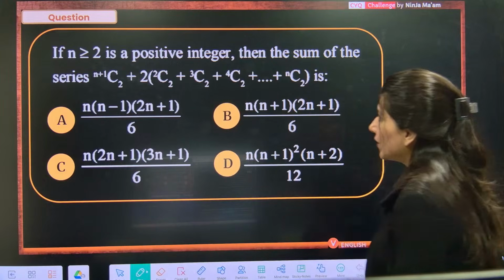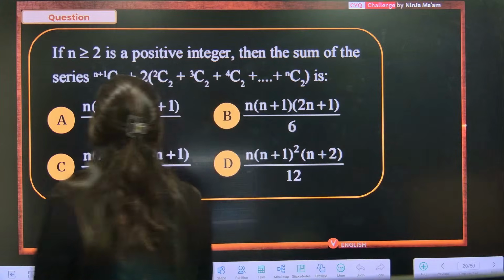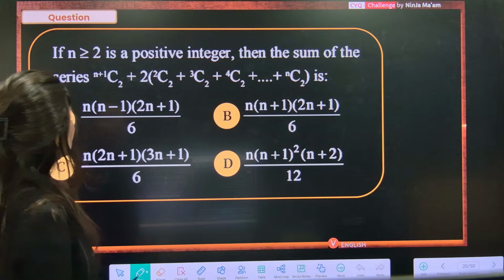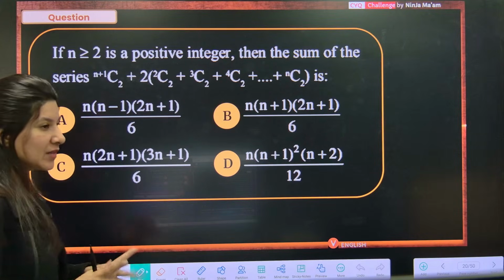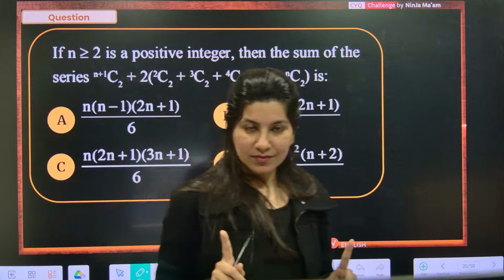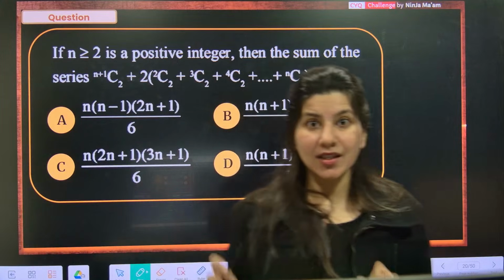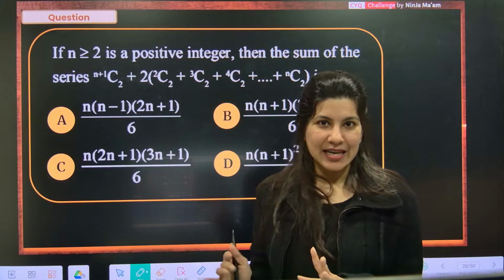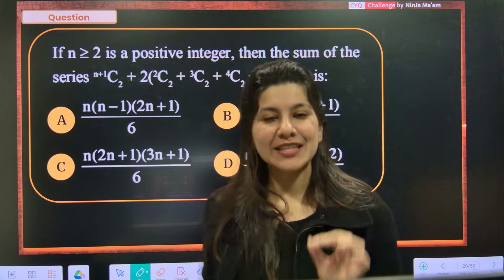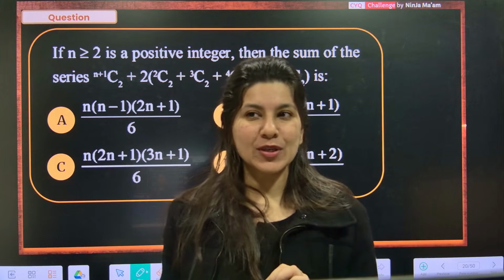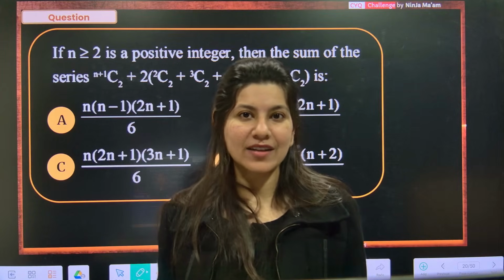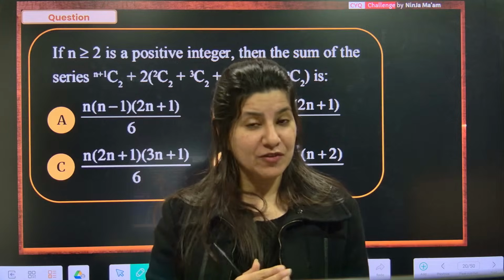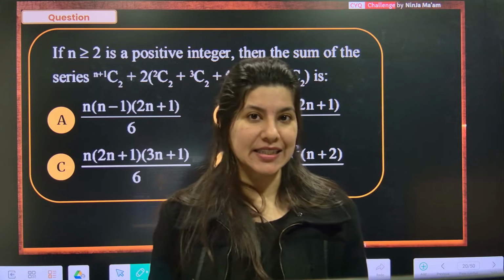Very good property, okay? So over here, n is greater than or equal to 2 and is a positive integer, then the sum is this, okay? Now let me tell you the proper method to solve this question, and let me give you a ninja technique to solve this question within 10 seconds, within 5 seconds in fact, okay? So first, let us learn the technique, okay?